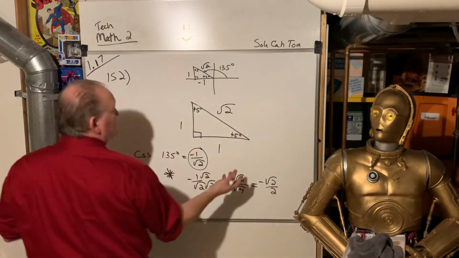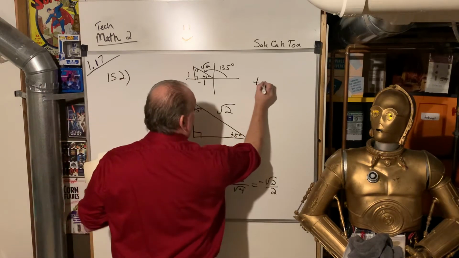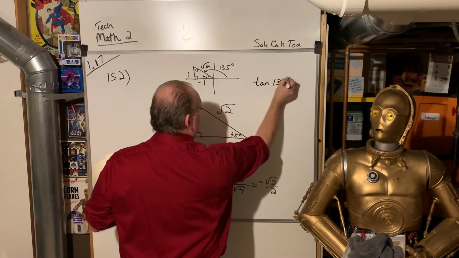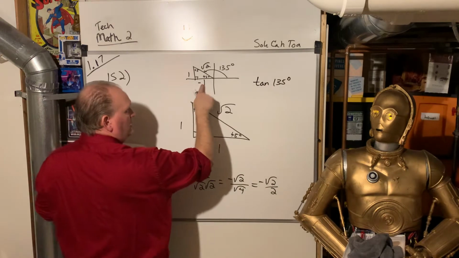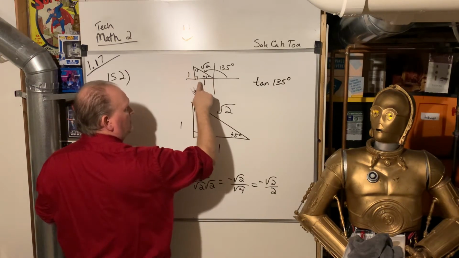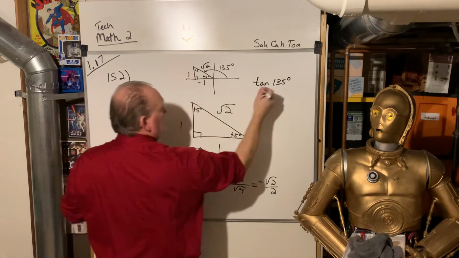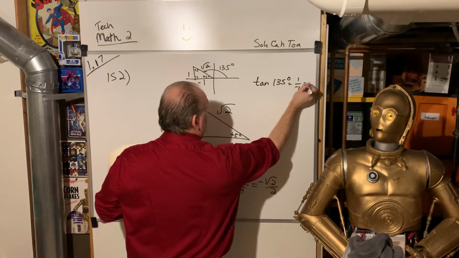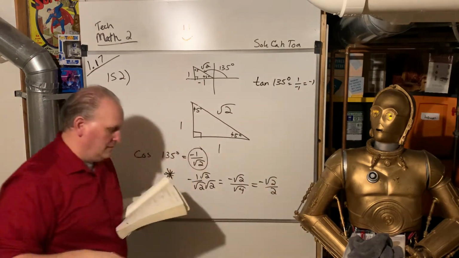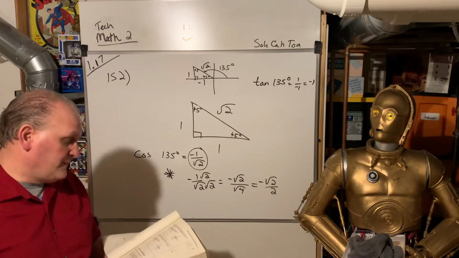Okay, they also want us to find tangent. Well, tangent will be a little easier here. 135 degrees. That's -1, so tangent is opposite over adjacent. So 1 over -1, which is just -1. So that's a lot easier.